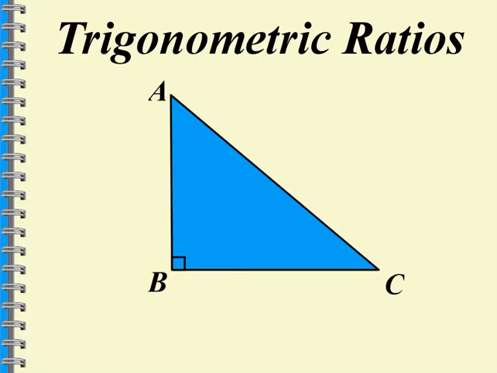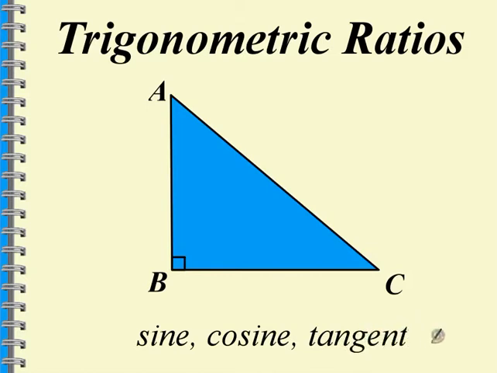Okay? And so we have three trigonometric ratios that we can deal with. We have sine, we have cosine, and we have tangent. So you need to make sure you get those down. Sine, cosine, and tangent. And we're going to break those down individually, and we're going to look at what each one of those means.